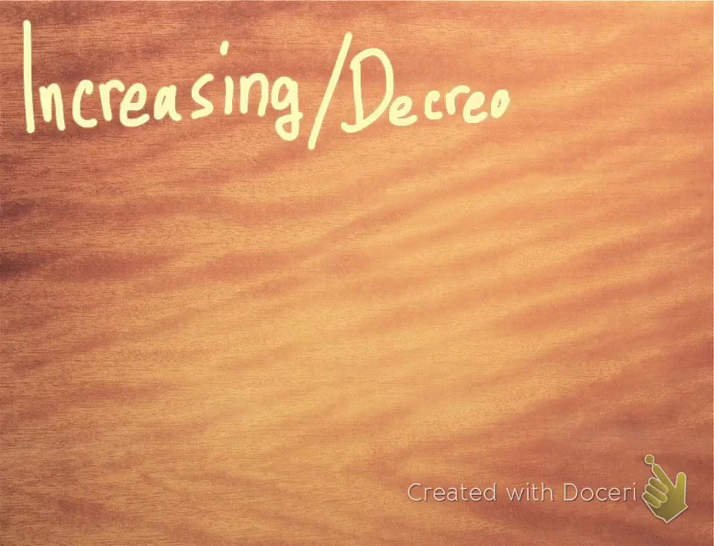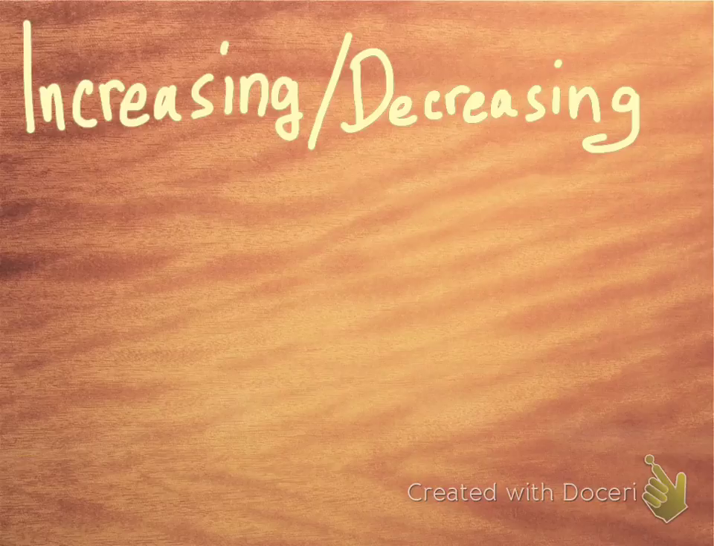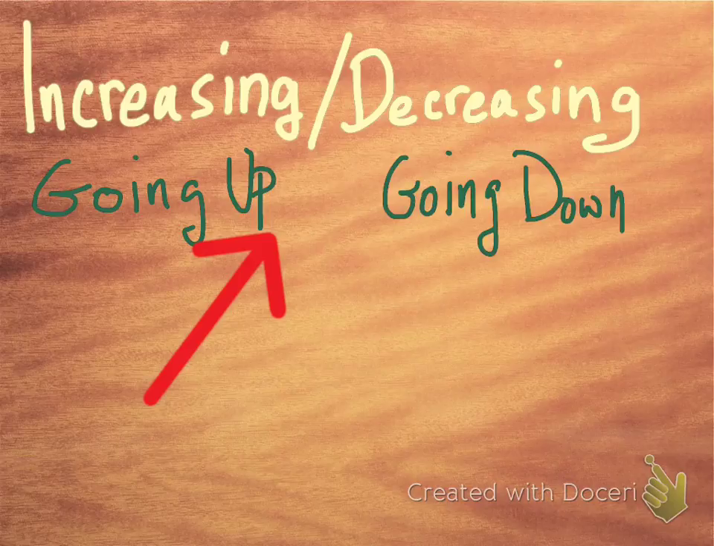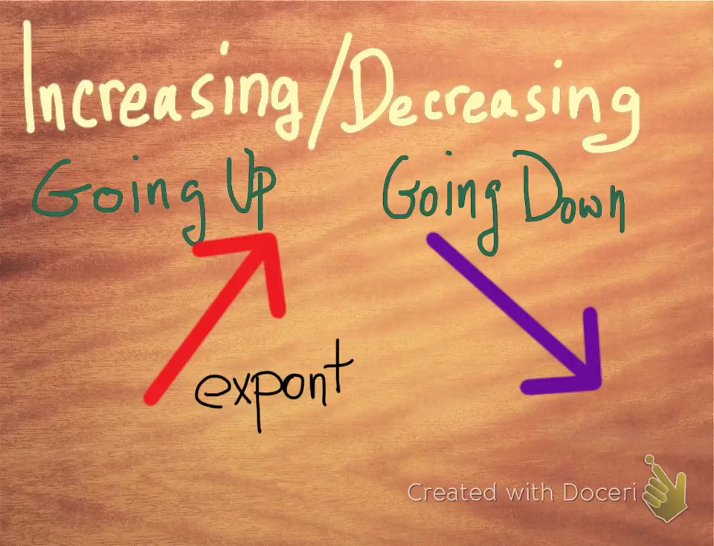The next topic we're going to talk about is increasing or decreasing functions. And these are two very simple concepts in terms of just the intuitive understanding of these words. For example, increasing just means going up. That is left to right, going up. And decreasing means going down, once again, from left to right.